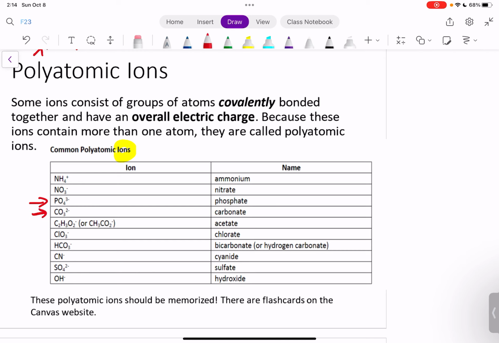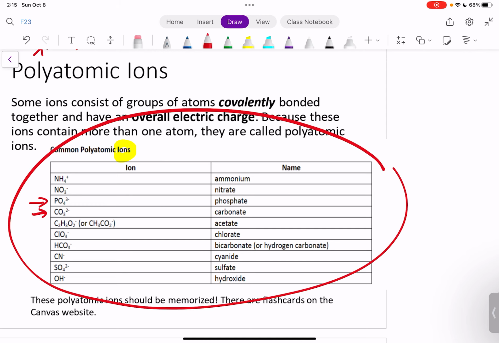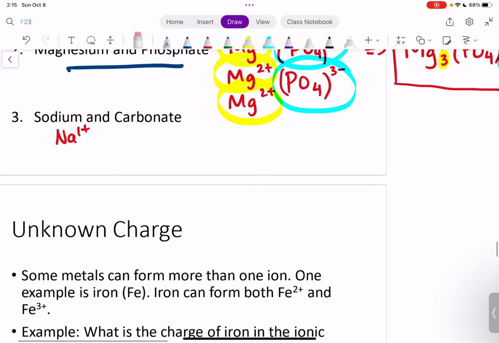It's on your list. Oh, I also meant to mention, I can't remember if I mentioned it at the beginning of the video or not, but this chart should look familiar. It's on your unit conversions handout that I gave you at the beginning of the quarter. All right, but carbonate was CO3 2 minus.